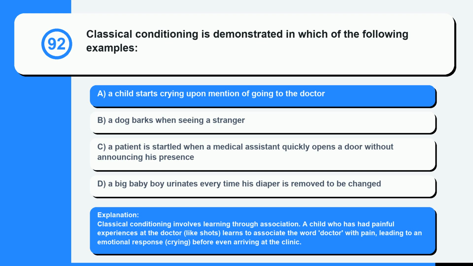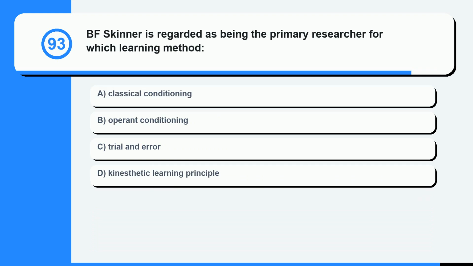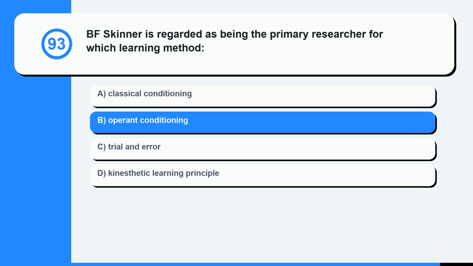Question 89. The hierarchy of needs was proposed by which of the following psychology researchers? A. Maslow, B. Freud, C. Erikson, or D. Skinner? The correct answer is A. Maslow. Abraham Maslow proposed the hierarchy of needs, a motivational theory in psychology comprising a 5-tier model of human needs, often depicted as hierarchical levels within a pyramid, starting from physiological needs up to self-actualization.